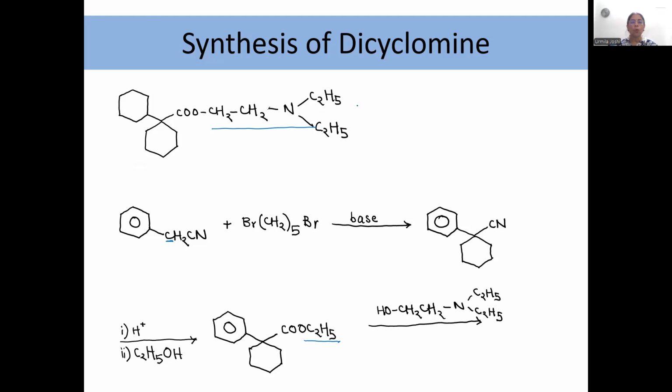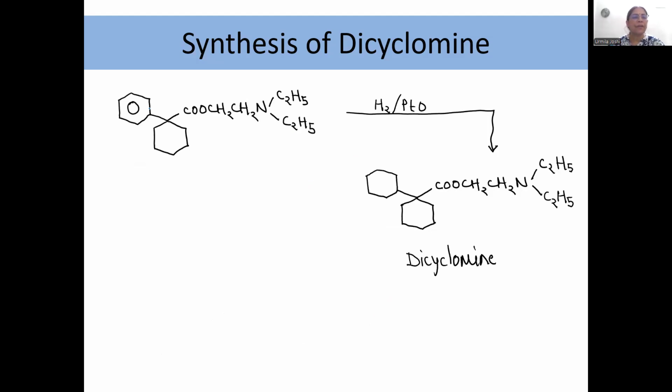And so, what is the easier reaction to convert one ester to another ester? It is transesterification. So, you take this alcohol, take this ester. When you react this ester with this alcohol, transesterification will occur and you will get the desired ester.